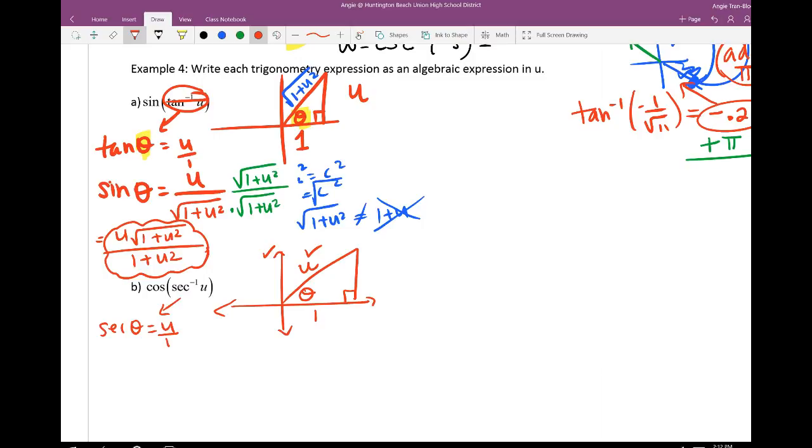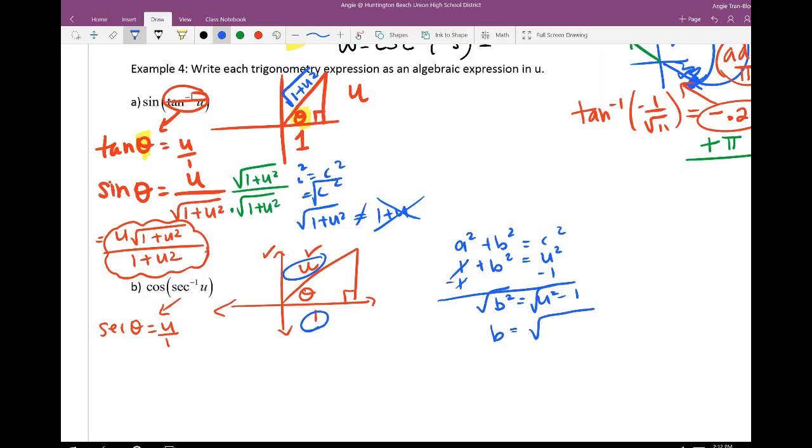So let's find that missing piece by using Pythagoras: a squared plus b squared equals c squared. A squared is 1, so 1 squared is 1. B squared is unknown. U is now the hypotenuse, so that's u squared for c. I need to subtract from both sides, so b squared equals u squared minus 1. B is the square root of u squared minus 1. Technically I could have plus or minus, but I'm in quad 1, so this is a positive value.